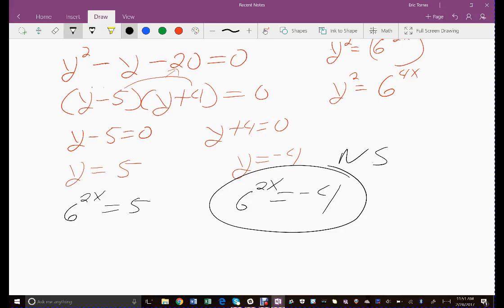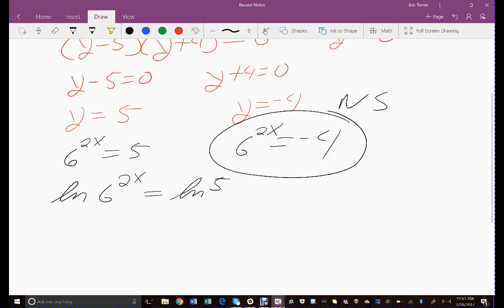Now let's go to the other side. So I've got 6 to the 2x equals 5. I can solve this using logarithmic properties. No problem. Take the log, either base 10 or base e. It doesn't matter. I'm going to go base e. And so I have ln of 6 to the 2x equals ln of 5.